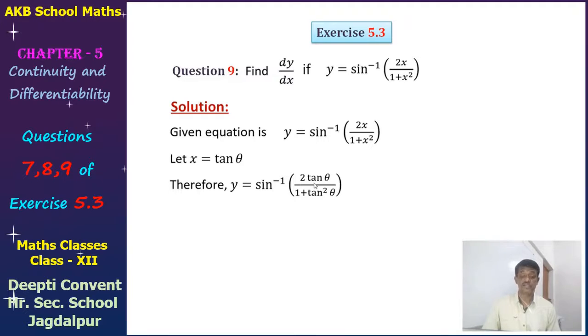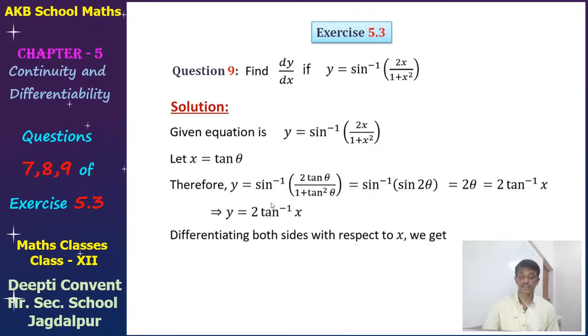So revise these formulas. Now we can write sin inverse of sin 2 theta. Sin inverse of sin theta means theta, so that is 2 theta. We will get 2 theta. Theta equals what? Tan inverse x. So 2 tan inverse x. Now y equals 2 tan inverse x. The derivative of tan inverse x, we know, is 1 upon 1 plus x square. So differentiate.